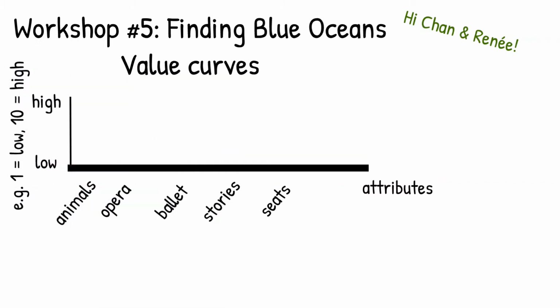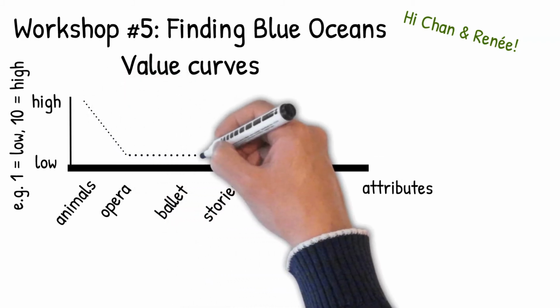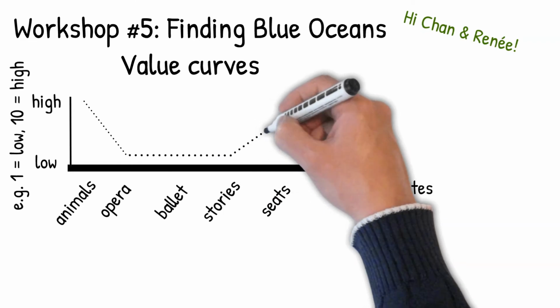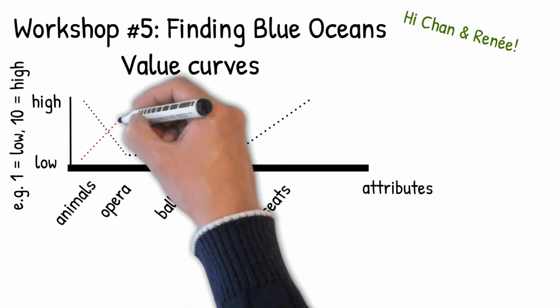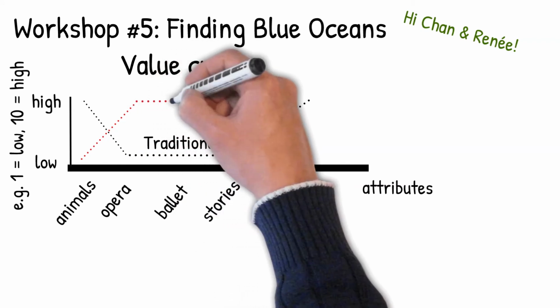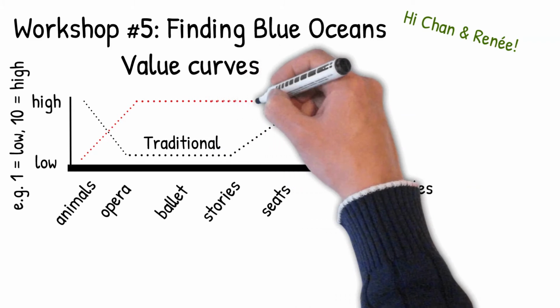And then we look at different competitors in that space. A traditional circus has a lot of animals, pretty high. They have very little opera, very little ballet, very little storytelling, but they do have seats. If we look at Cirque du Soleil, you have very few animals. We have opera, we have ballet, we have stories, and we have seats.